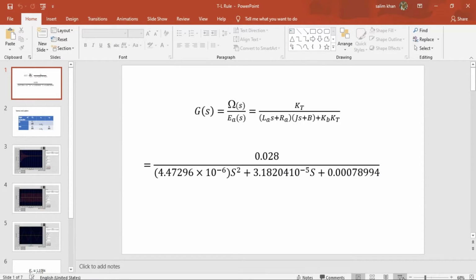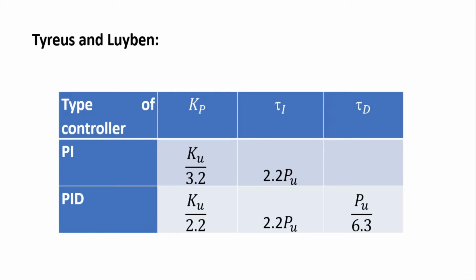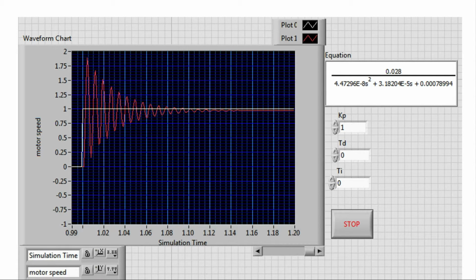So I go to the PPT. This is the transfer function of my DC motor, and I use these values KT, LA, RA, J, B and KB to find this transfer function. This table is given by Tyreus and Luyben, which requires two variables. The first one is KU, called the ultimate gain, and the second one is PU, the ultimate period. So this is the procedure.